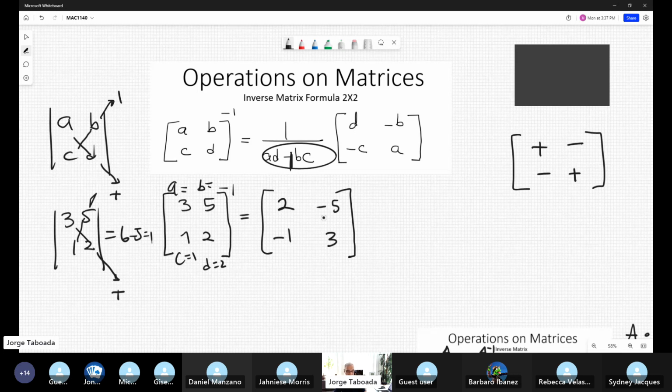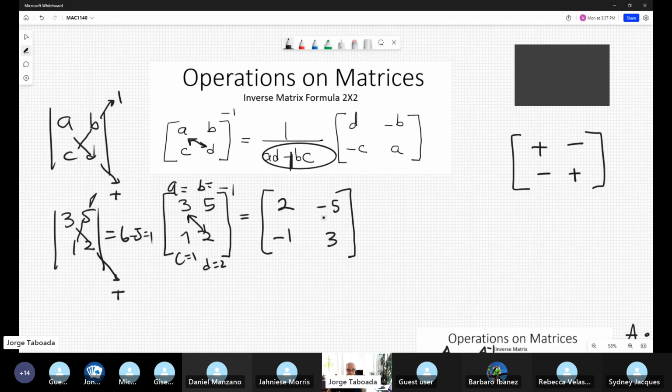You permutation this and this, swap 3 and 2. That is the reason that D swap. And B and C stay in the same place, but you change the sign. And divided by determinant, in this case was 1. Just say 1 is invisible. Nice. I love you. This is it.